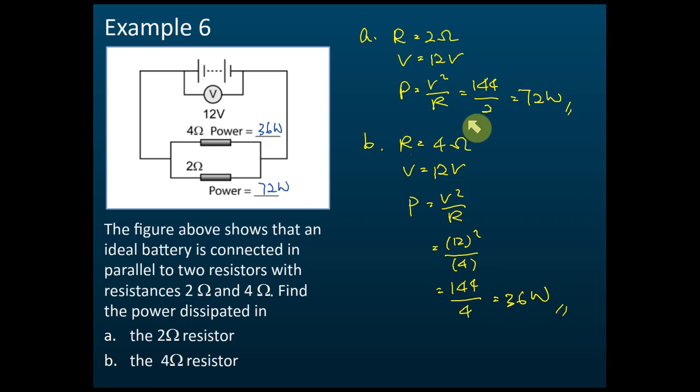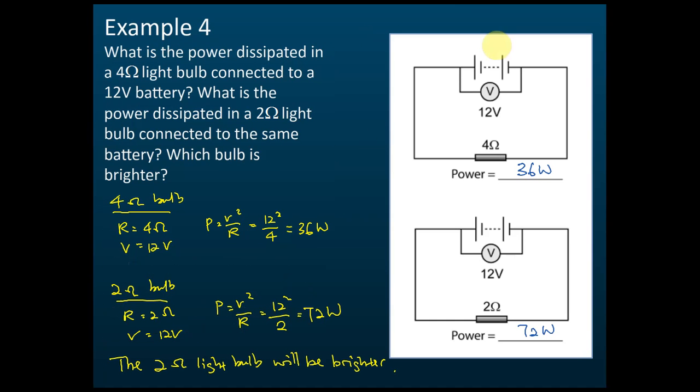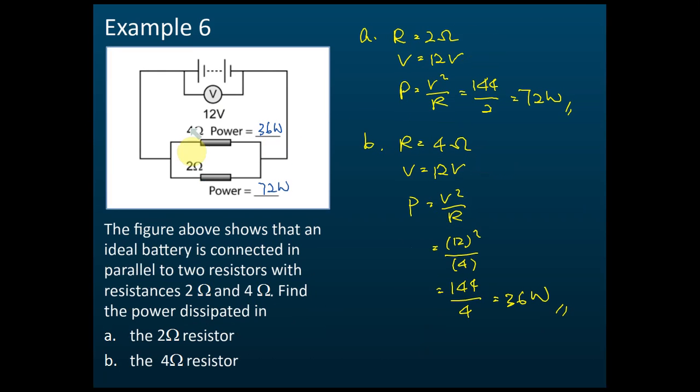So this is the answer. The 4 ohm resistor, 36 watt; the 2 ohm resistor, 72 watt. Now you should realize that example 6 and example 4 are almost the same. The calculations and the answer are also the same. So it means that a parallel circuit is the same as 2 resistors in 2 separated circuits. Yeah, this and this are the same.